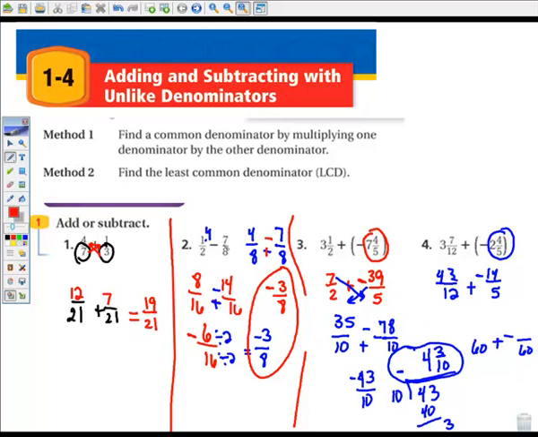Negative 43 times 5 is 215, and I have 12 times negative 14 is negative 168. 215 is larger than 168, and 168 is negative, so I'm just going to take 215 and subtract the 168, and I get a 47. So my answer is 47/60. This is simplified and it's proper, so I don't have to try to change it into anything.